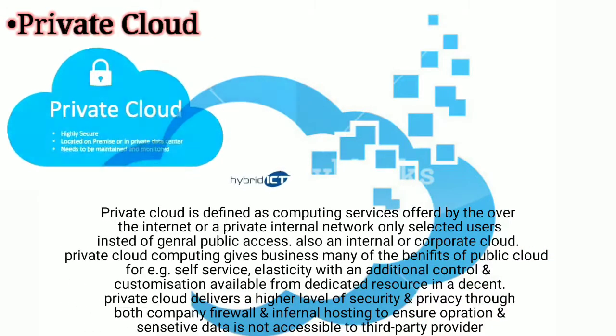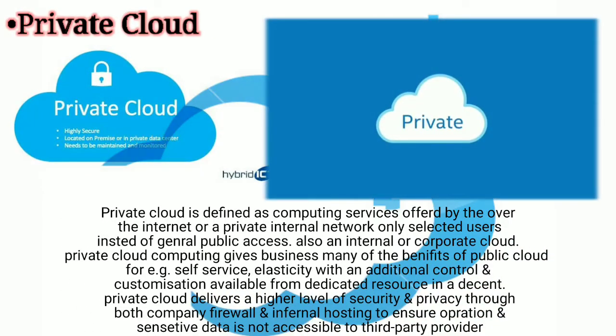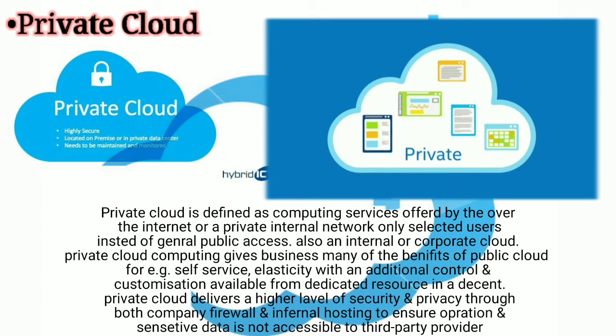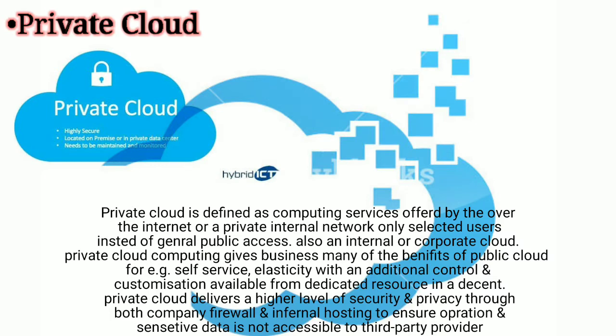Then the second type is private cloud. Private cloud is defined as computing services offered over the internet or a private internal network and only to selected users instead of general public access. It is also called an internal or corporate cloud. Private cloud gives many of the benefits, for example, self-service, elasticity with additional control, and customization available from dedicated resources. In addition, private cloud delivers a higher level of security and privacy through the company's firewall, and sensitive data is not accessible to third-party providers.